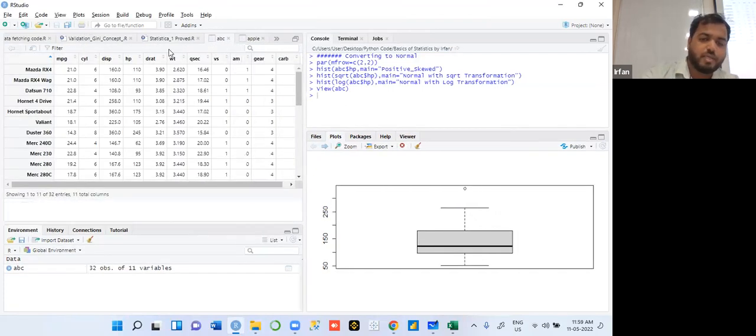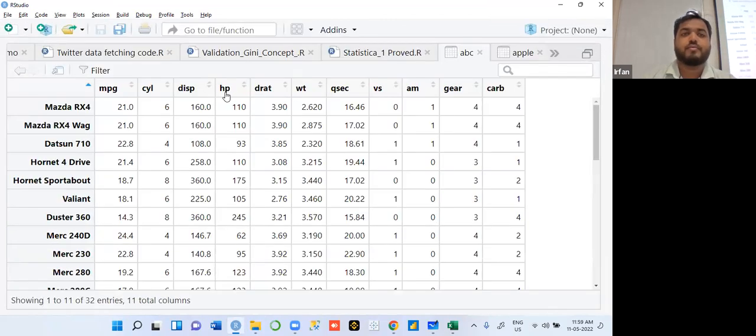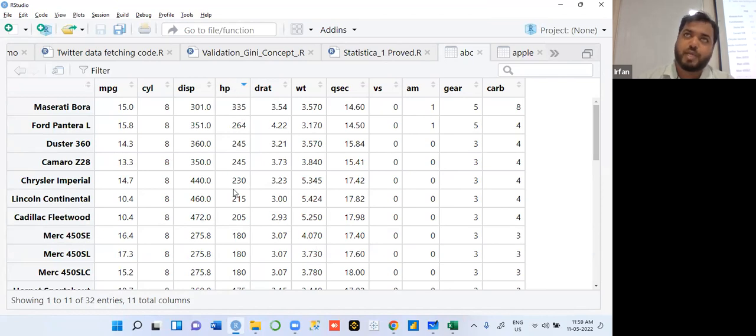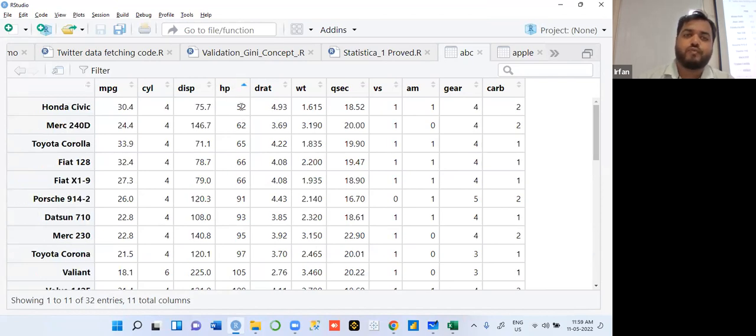This column I have taken in my study called HP. So this HP column, what did I do with it? I applied square root. Square root of 52, square root of 62, 65, and then we make a plot.